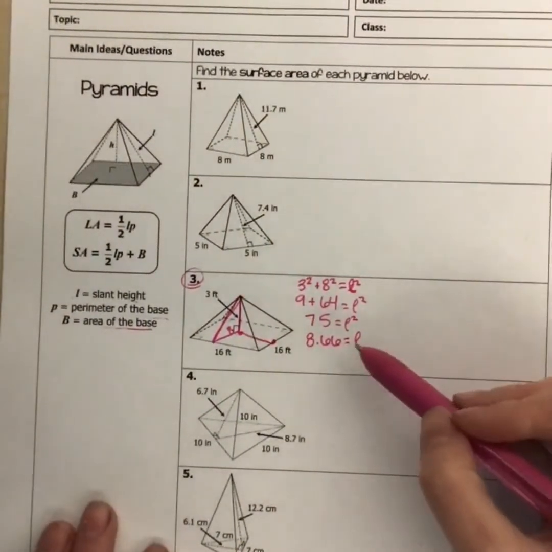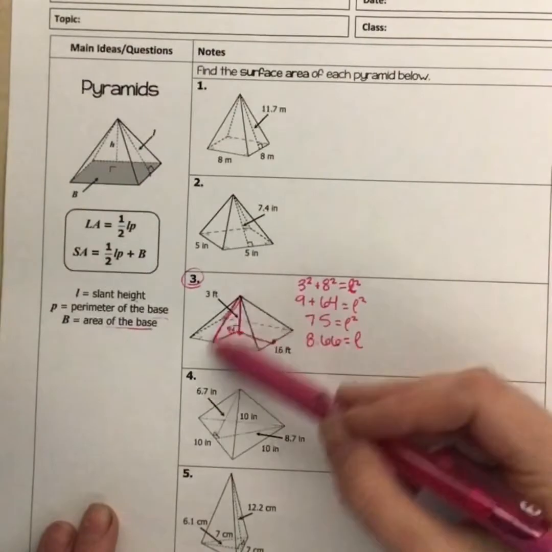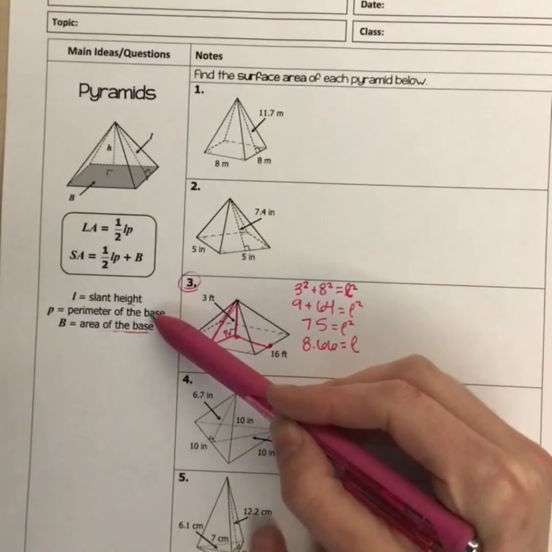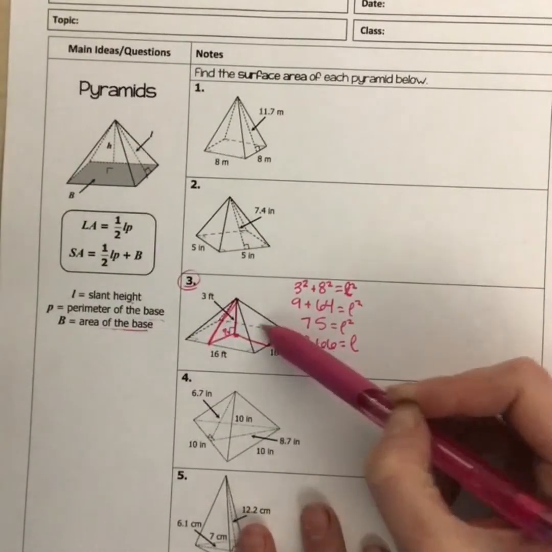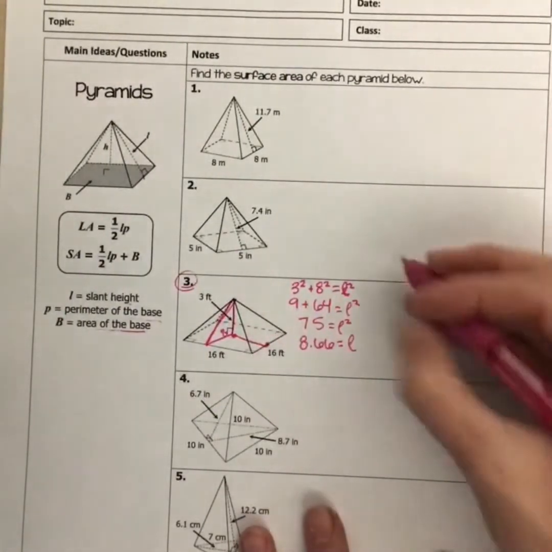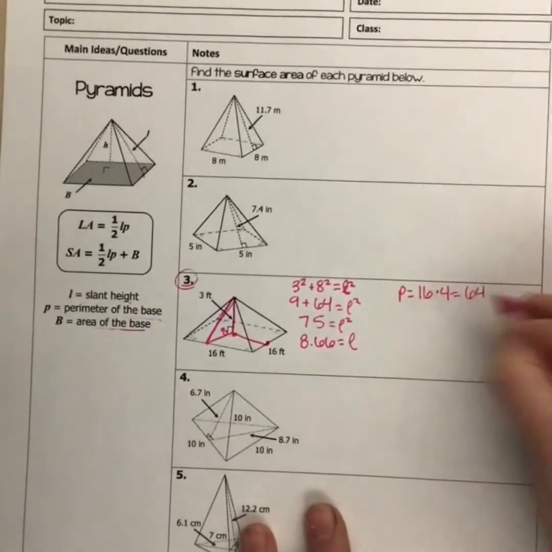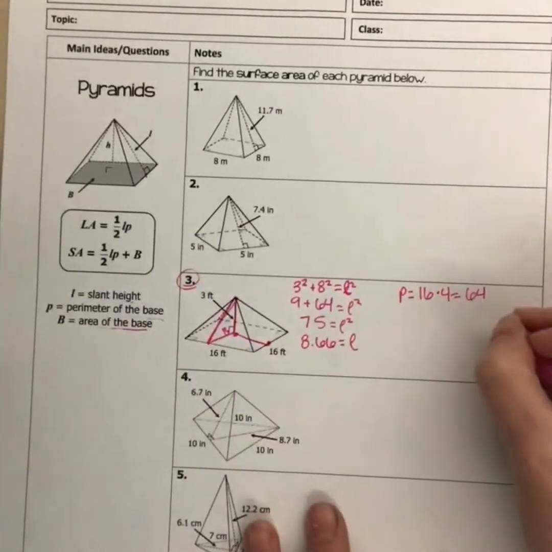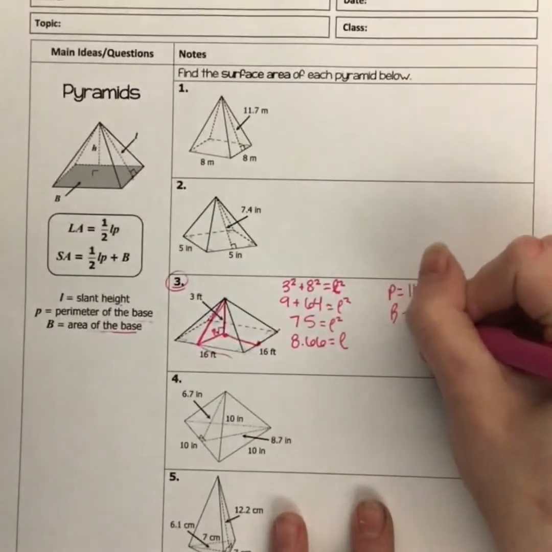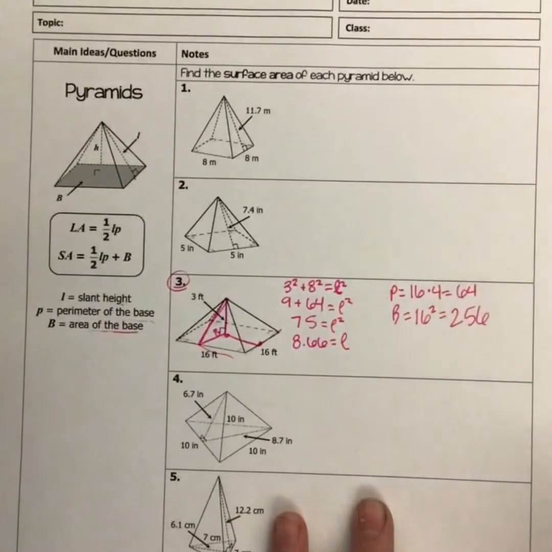All right, so we've found the slant height. Now we need to use that to find the surface area of our shape. There's a couple other things that we need to solve for first too, though. We need to find the perimeter of our base, which thankfully it looks like the base of this must be a square. So we can take 16 times 4 to get the perimeter, which would give us 64. And then the area of the base is 16 times 16, in other words, 16 squared, which would give me 256.